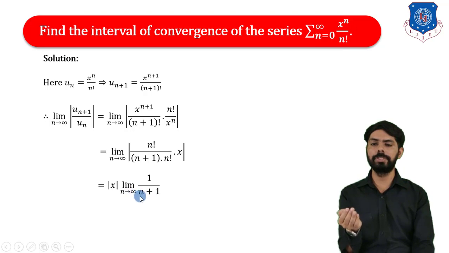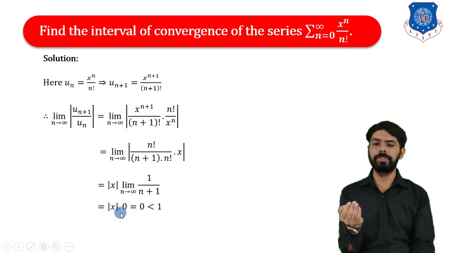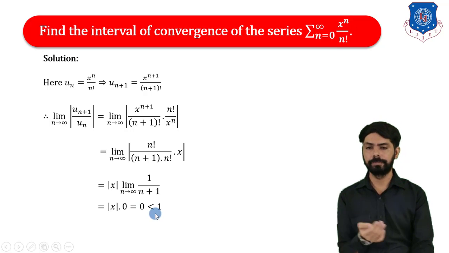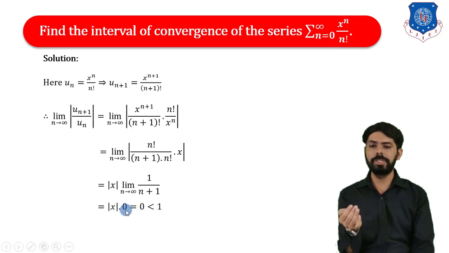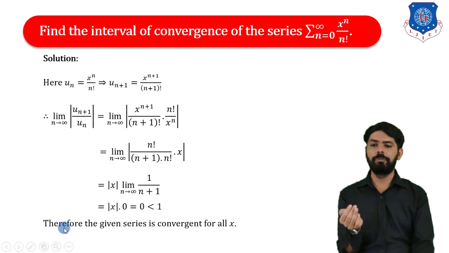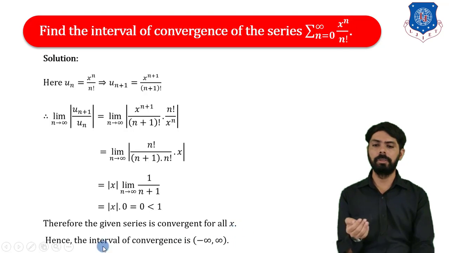Now here we will replace n by infinite. So here 1 upon infinite will be 0. So modulus of x into 0 will be 0, which is less than 1. Therefore this answer will be 0 for all values of x. Therefore the given series is convergent for all x. Hence the interval of convergence is open interval minus infinite to open interval plus infinite.